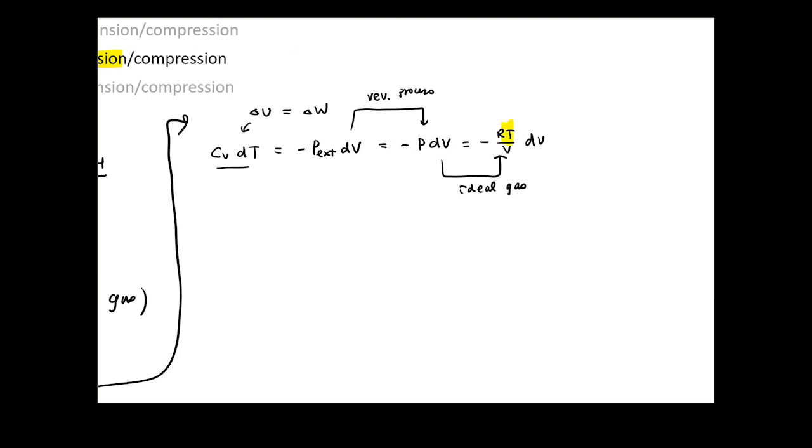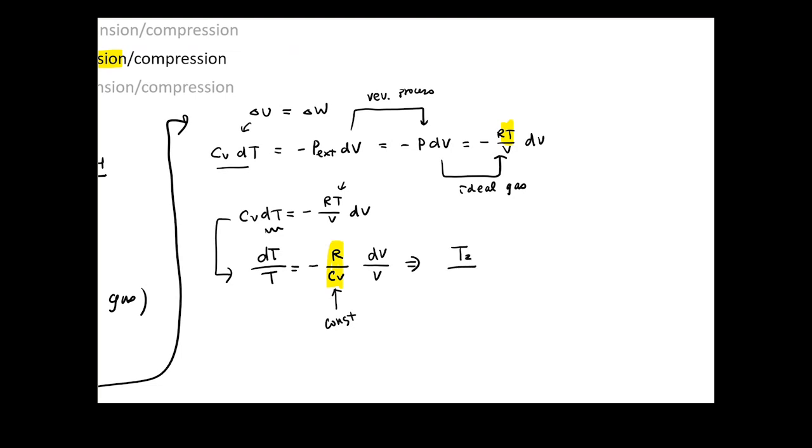What you do is, let me rewrite these two together. So Cv dT is going to equal negative RT over V dV. You need to put the T together with your dT, V together with your dV. So when you do that, you have dT over T equals negative R over Cv, dV over V. The R over Cv is a constant. So when you integrate on both sides, finally you get the answer: T2 over T1 is going to equal V2 over V1 to the power of negative R over Cv.